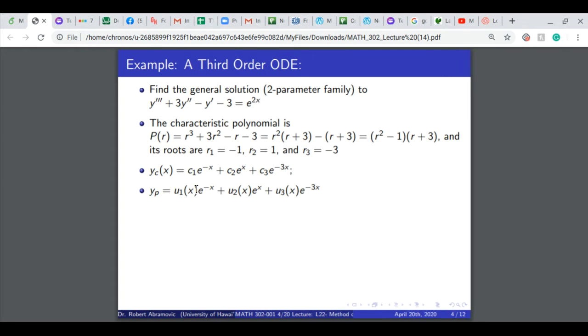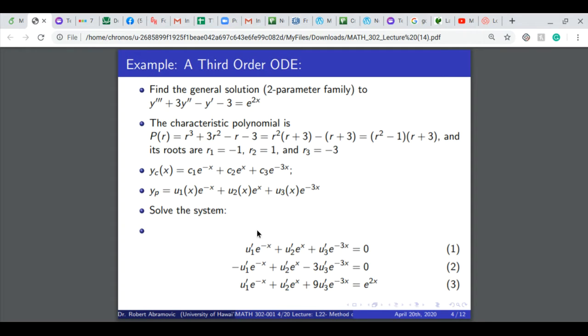The particular solution will have the form u1 of x e to the minus x plus u2 of x e to the x plus u3 of x e to the minus 3x. We therefore need to solve the following system. u1 prime e to the minus x plus u2 prime e to the x plus u3 prime e to the minus 3x is 0, negative u1 prime e to the minus x plus u2 prime e to the x minus 3 u3 prime e to the minus 3x is 0, and then this last equation, u1 prime e to the minus x plus u2 prime e to the x plus 9 u3 prime e to the minus 3x. So each time we just differentiated these functions, the linearly independent solutions to the associated homogeneous equation.